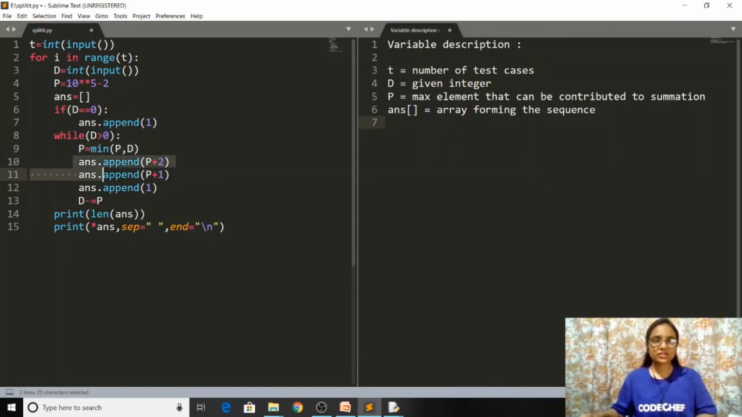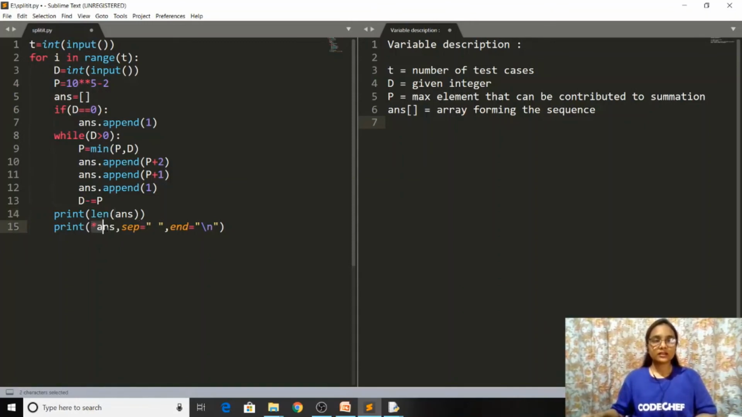And then again we just need to form the segments in our sequence, that is p plus 2 comma p plus 1 and 1. So one by one we are adding that into our sequence, that is answer. And then after adding these we are just subtracting p from d, because we know that p has been contributed each time. Then after coming out of this loop, we will directly print the length of the sequence that we have formed. This is our sequence, and we will print the length of the sequence. Then in the second line, we are required to print the entire sequence, space separated.